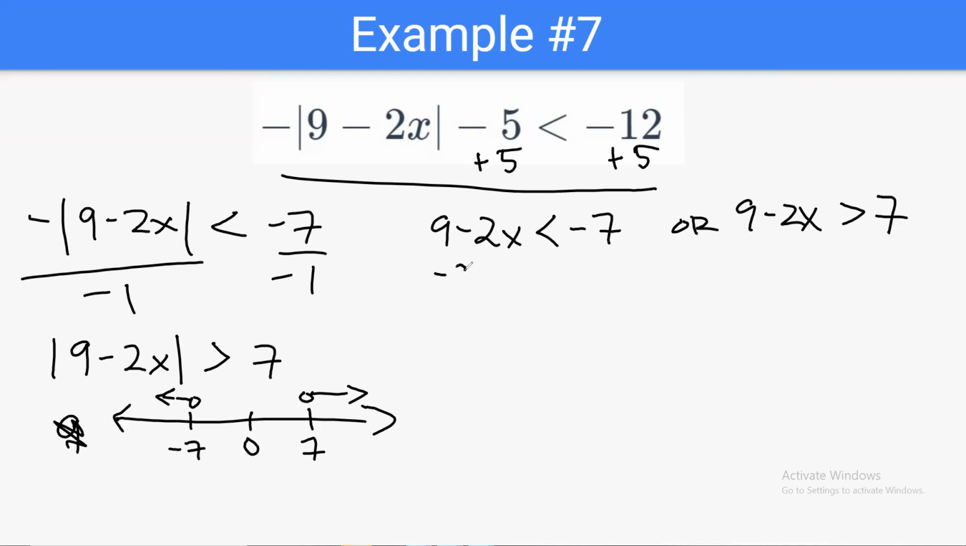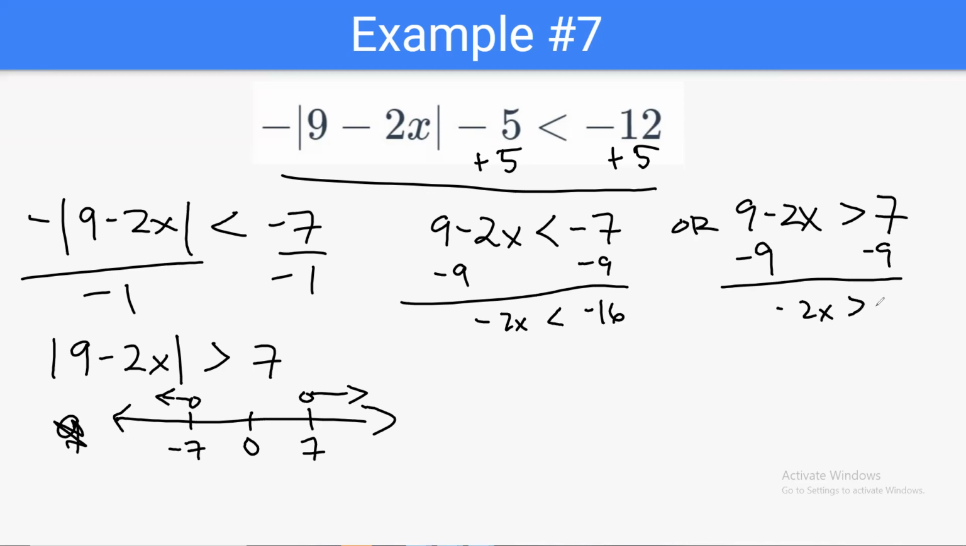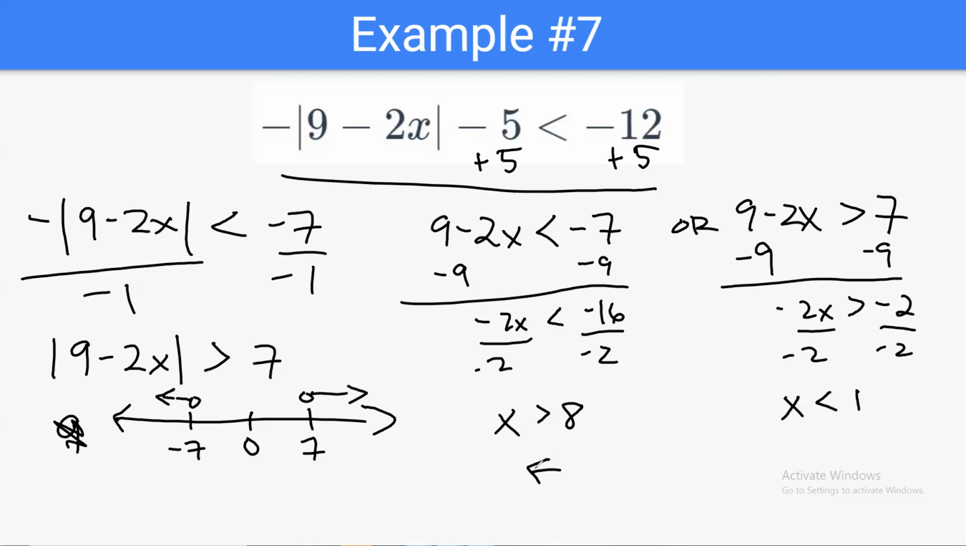And then we just solve it. Minus 9, subtract 9, subtract 9. Minus 2x is less than negative 16. Subtract 9, subtract 9. Negative 2x is greater than negative 2. Divide by negative 2 on each part. X, dividing it by negative 2, flip the sign, 8. X is less than 1, right?